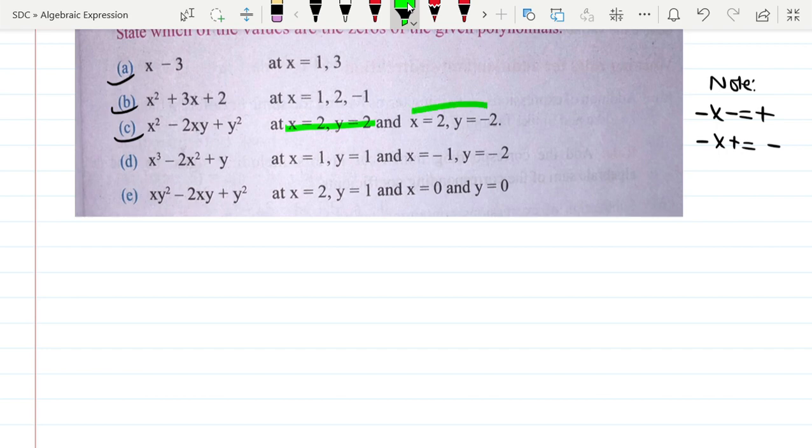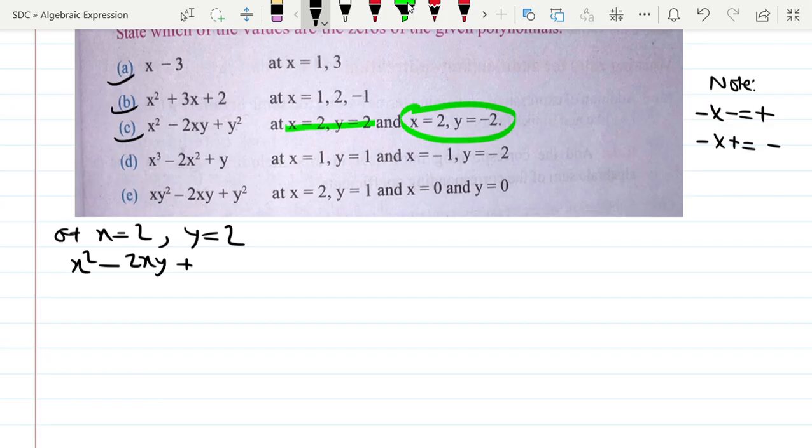And second question is this, where we have to find the value of the given expression at values of x and y, 2 and minus 2. So I go with the first pair. So I say here at x equal to 2 and y equal to 2. So the expression we have here is x square minus 2xy plus y square. So what we do here is we replace x with 2 and y with 2.